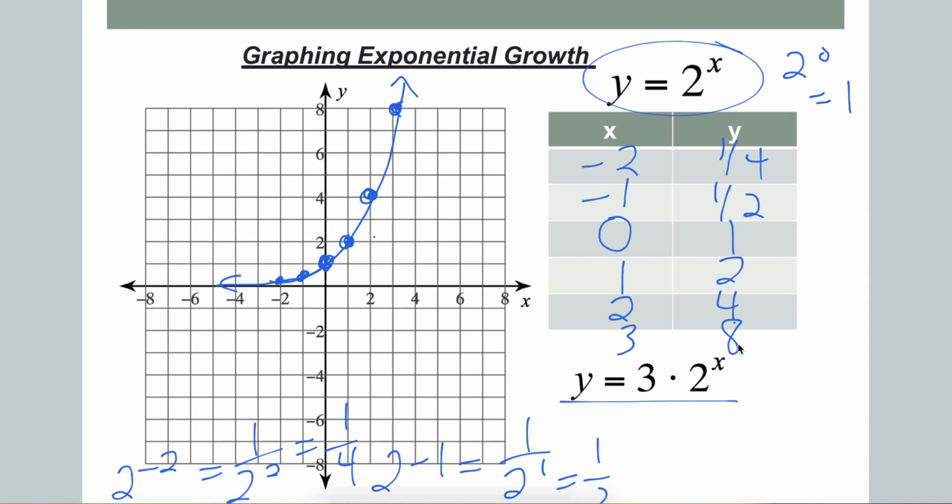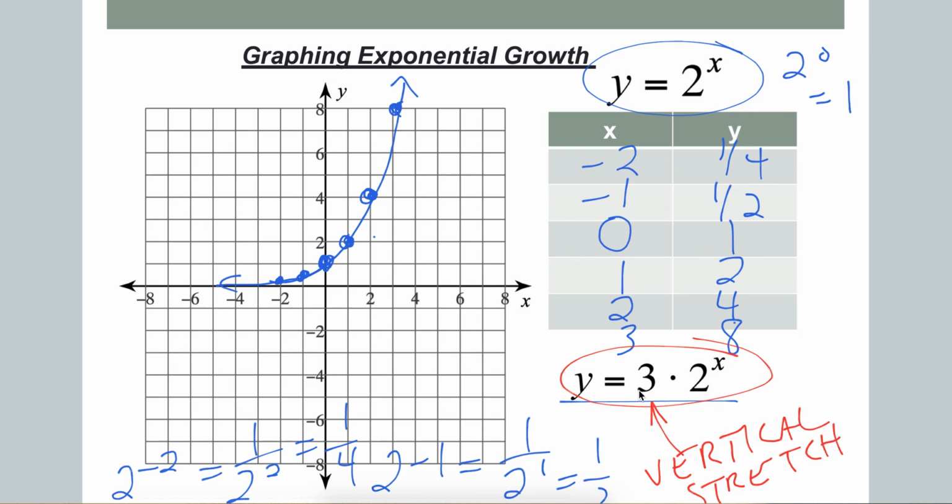So what I wanted to do with this, which is also exponential growth, the only difference is I have a 3 out in front. So if we have a number out in front that's greater than 1, we're going to call that a vertical stretch. So it's going to stretch compared to this graph without the 3 out in front. And we'll see that in a sec.